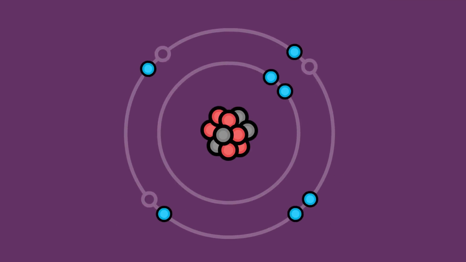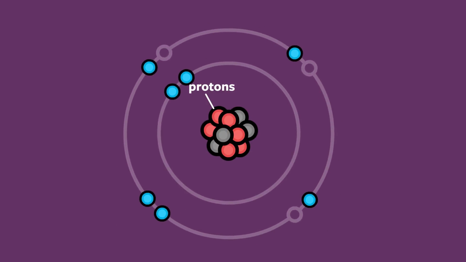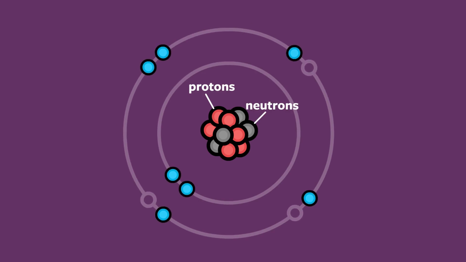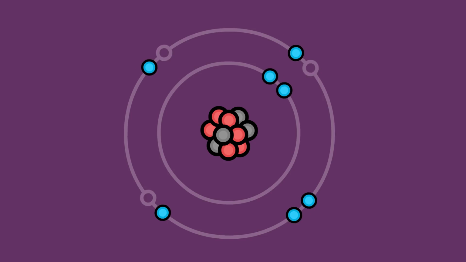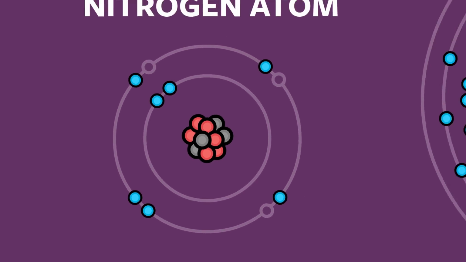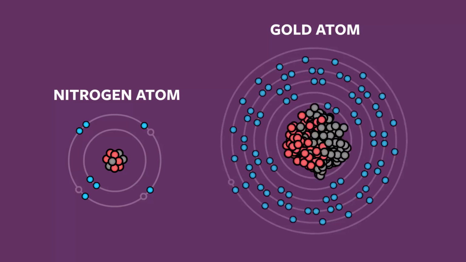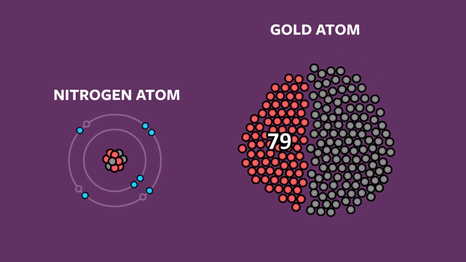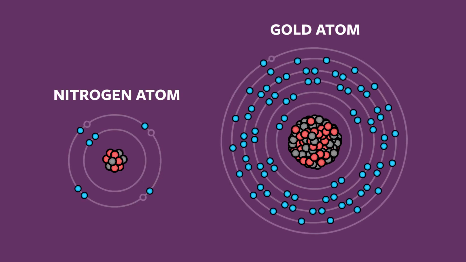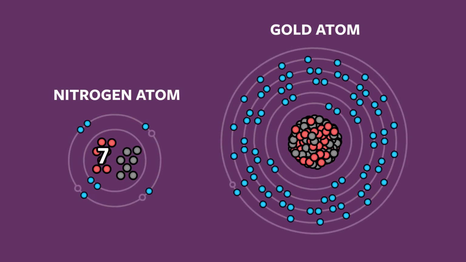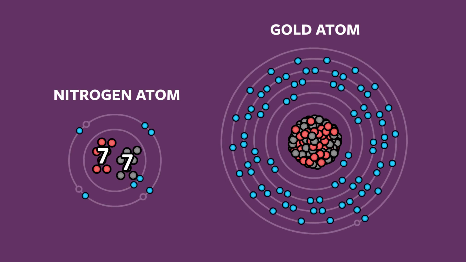The nucleus consists of one or more protons, and in most atoms, a collection of neutrons. Protons and neutrons are what give the atom most of its weight, or its mass, technically. For example, a gold atom has 79 protons and typically 118 neutrons. This is far heavier than a nitrogen atom, which only has 7 protons and usually 7 neutrons.